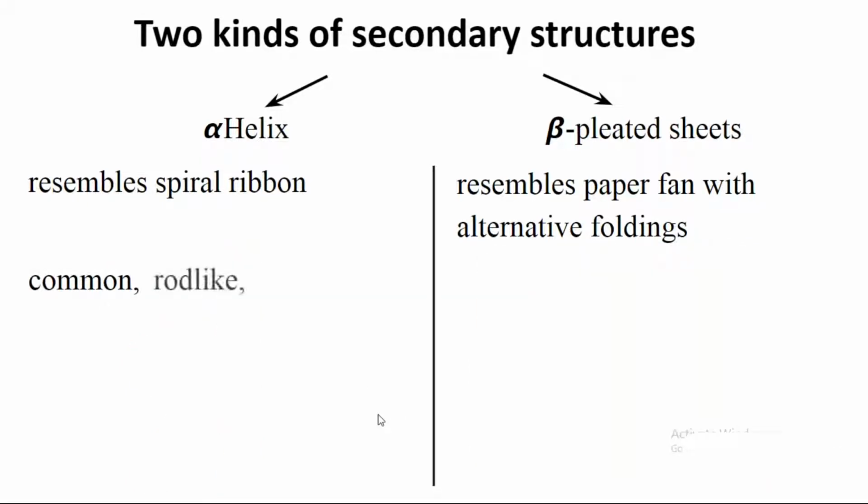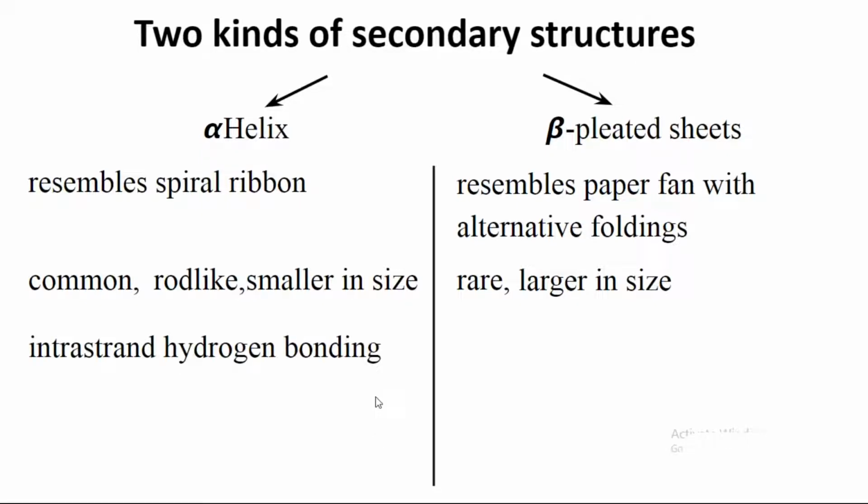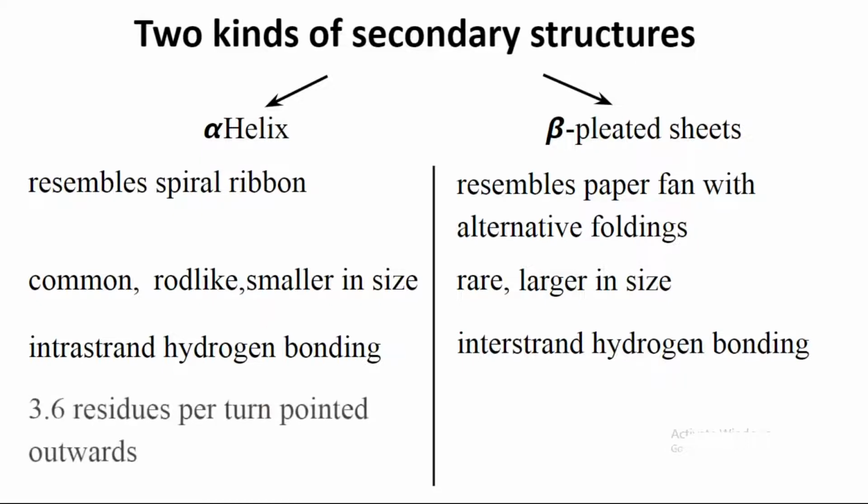It is smaller in size and looks like a rod, while beta pleated sheets are rare and relatively larger in size. And the alpha helix has only a single polypeptide backbone. Intrastrand hydrogen bondings are present in it, which means that the hydrogen bonding will be contained in one single strand, while in beta pleated sheets the hydrogen bonding is between two or more strands, so it will be inter-strand hydrogen bonding.